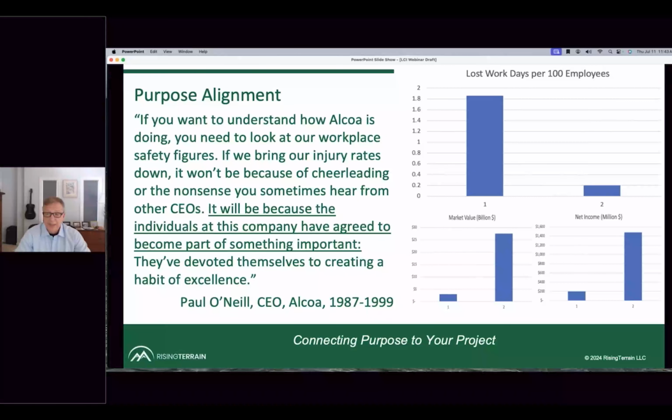So a lot of people, particularly if you were at the 2015 LCI Congress, you got to hear Paul O'Neill speak. But he did something really tremendous during his tenure at the Alcoa company. His purpose really was focused on safety, right? It's an extremely dangerous industry in terms of ways that people could get hurt.